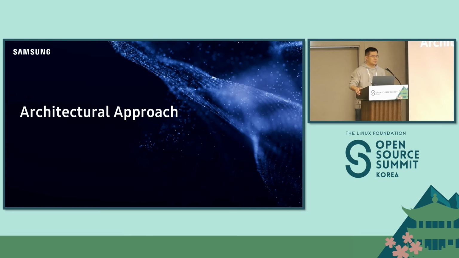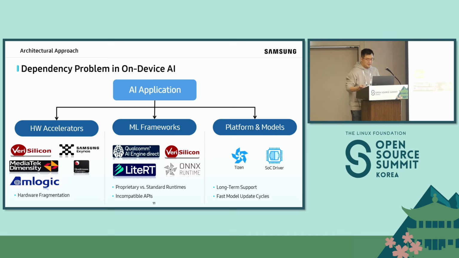Okay, let's discuss architectural approaches. The AI application is dependent on hardware accelerators, machine learning frameworks, and platforms and models. First, when the hardware accelerator changes, the AI application requires optimization work specific to that accelerator. As the number of accelerators we must support increases, the complexity also grows rapidly. Second, in terms of a machine learning framework, we have not only standard runtimes like TensorFlow Lite, but also proprietary runtimes that vendors provide. When the runtime changes, there is no API compatibility between them, and this forces application code changes. Finally, the platform is updated.